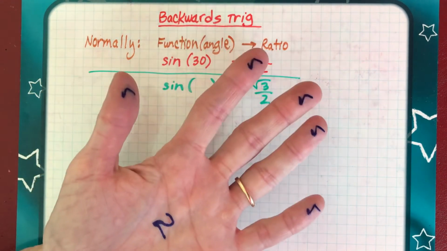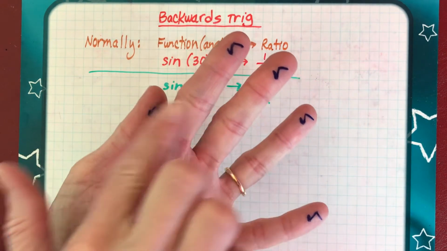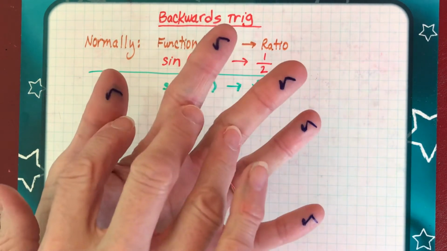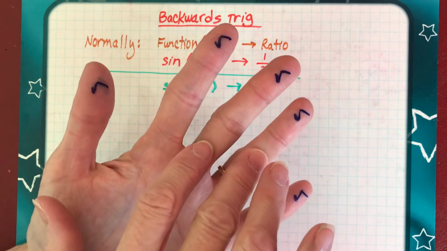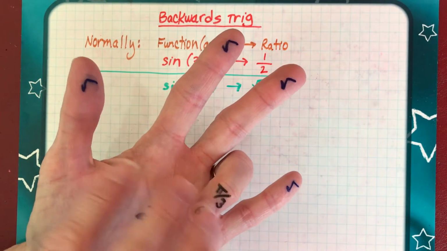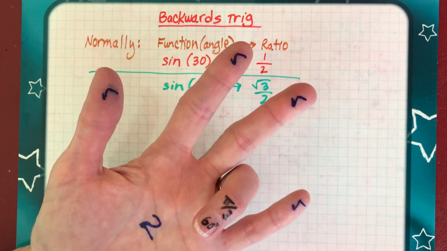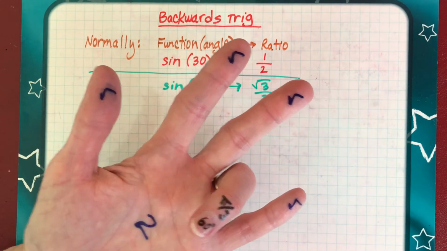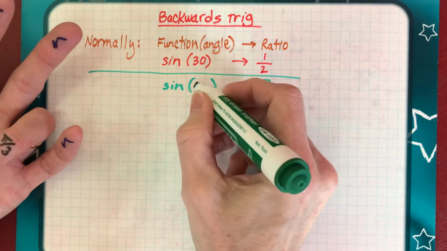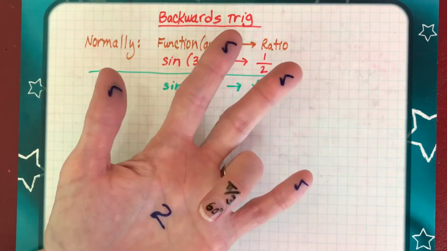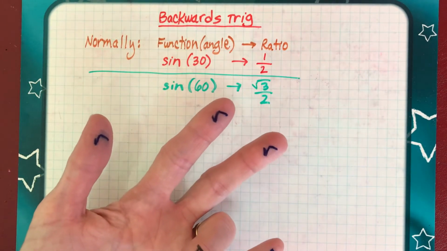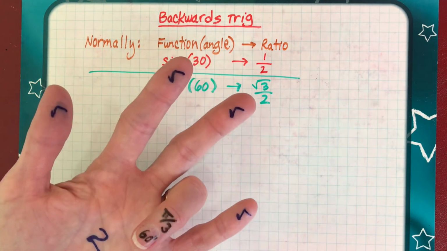So here's my hand, and I need root 3, so I need these three fingers up. So this must be the finger that I put down. Root 3 over 2. Well, what's the degrees on this one? It is 60 degrees. So it's a 60-degree angle that has a sine of root 3 over 2.